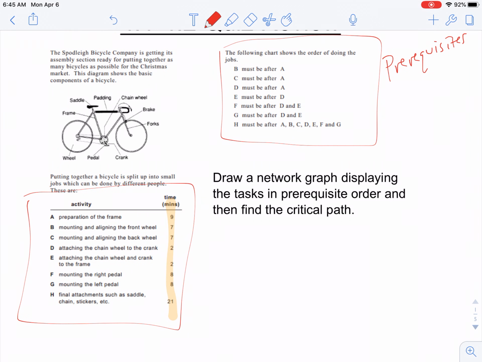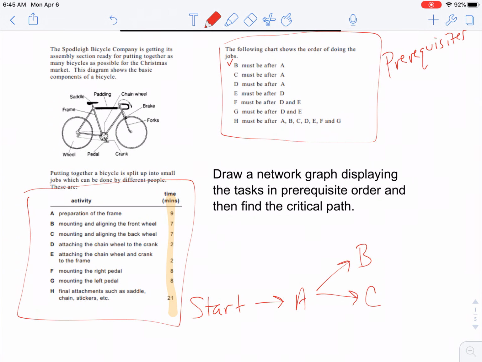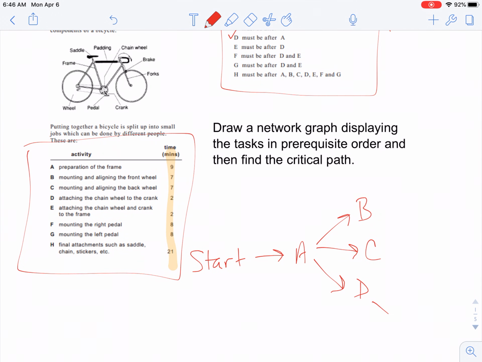So B must be after A, which means that when you start, A must come first, because B has to be after it. So you have to draw an arrow from A to B. C must also be after A, which means we need another arrow out of A into C. And then, those are the first two. And then finally, D must be after A as well. So there's another arrow coming off A into D. All right, then E must be after D. So we're going to draw an arrow from D to E.